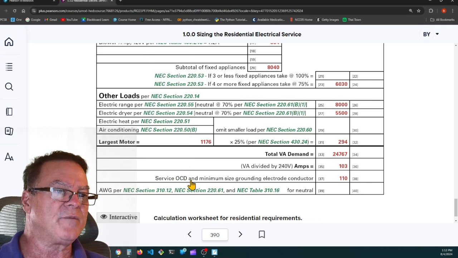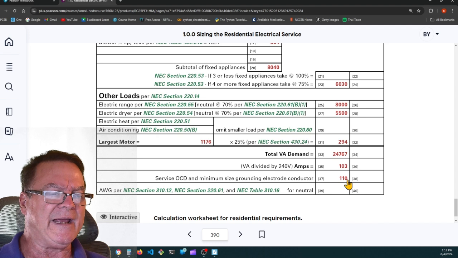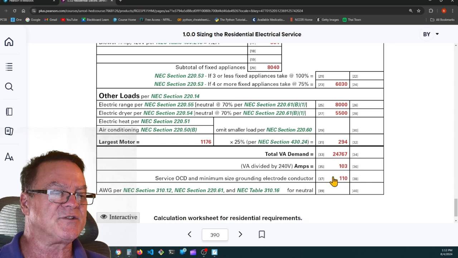The service overcurrent device and the minimum size grounding electrode conductor have to be rated for 110 amps. The American wire gauge, per NEC section 310.12, NEC section 220.61, and table 310.16 for the neutral, will give us the size of our wire. We have to find a wire size that's good.